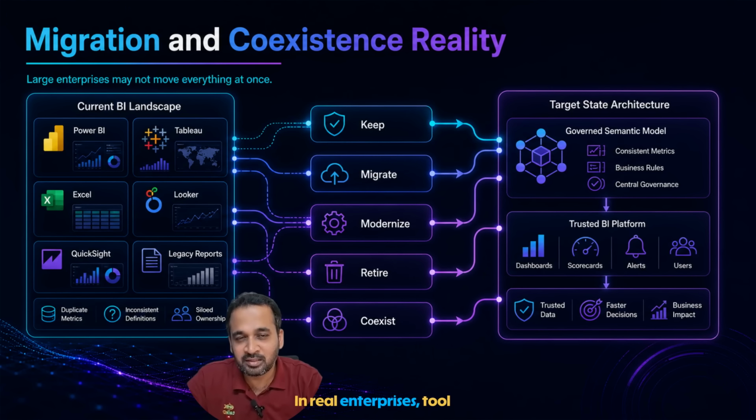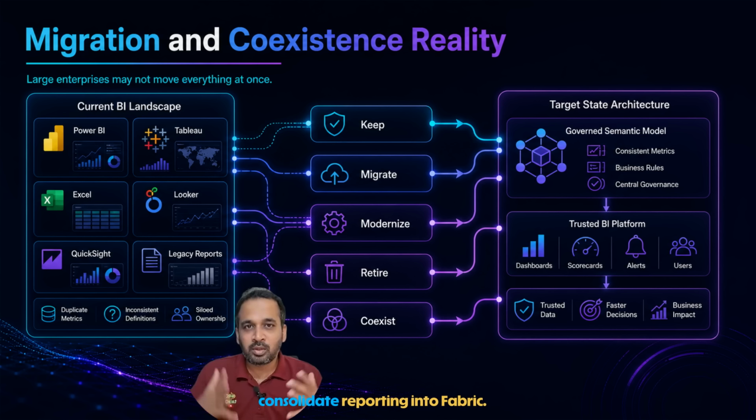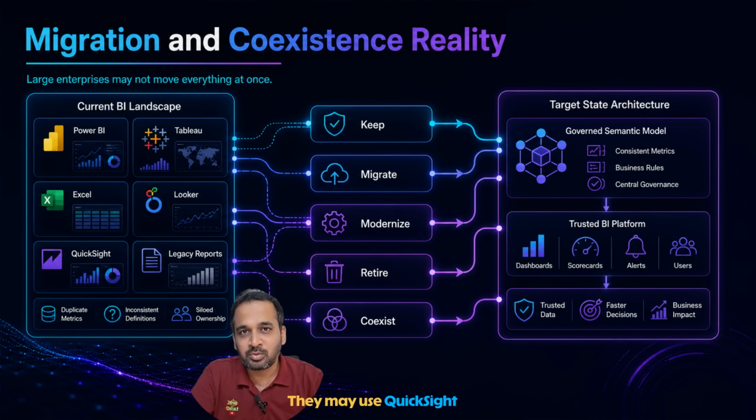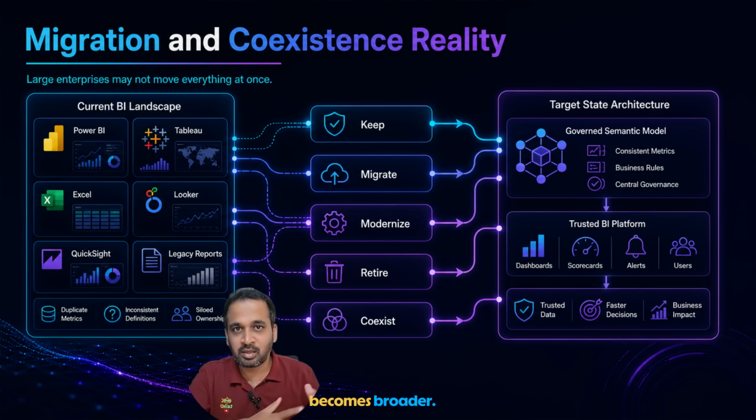In real enterprises, tool strategy is not always one clean decision. Many organizations already have multiple BI tools. They may want to move from Tableau to Power BI. They may want to consolidate reporting into Fabric. They may want to keep Tableau for some advanced visual analytics. They may use QuickSight for embedded AWS applications. They may use Looker for governed metrics in Google Cloud. So the architecture question becomes broader.